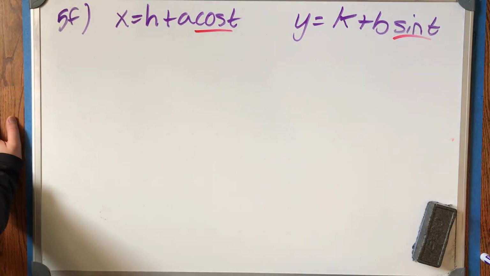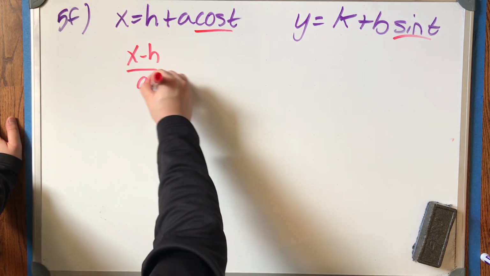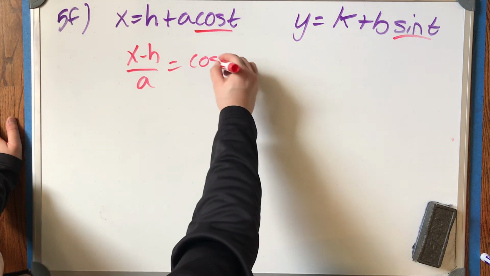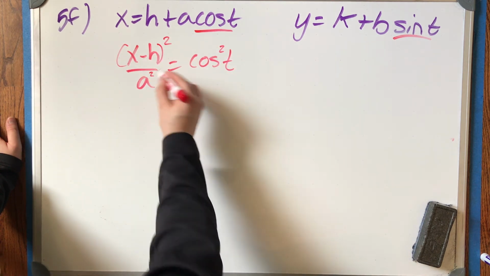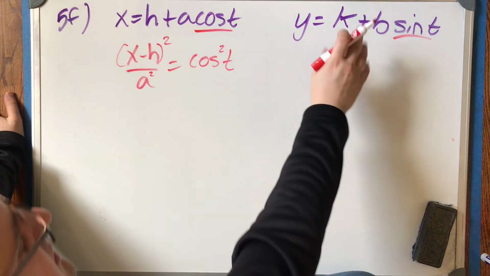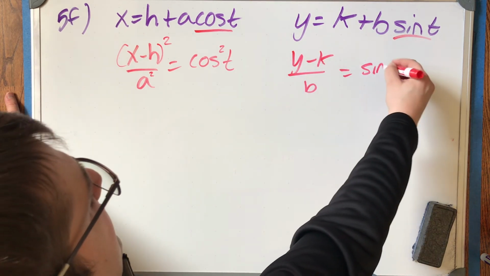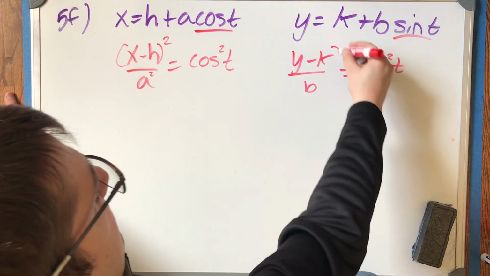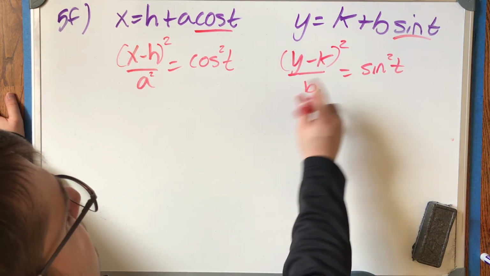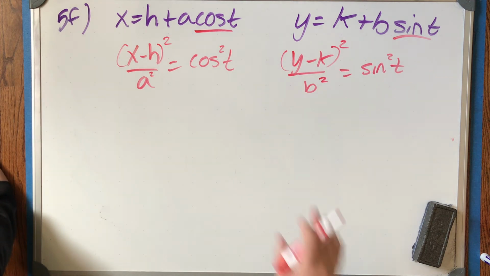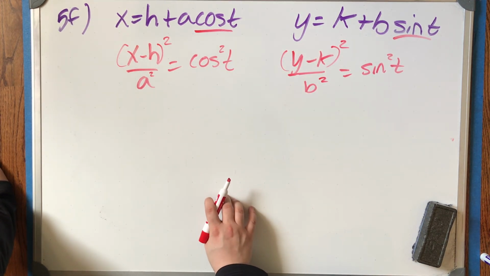I'm going to try to isolate the sine and the cosine. So I'm going to subtract h and divide by a, and that will equal cosine. And then I will square everything. So I'll just put parentheses around this one and just call that one a squared. Same exact thing, y minus k over b equals sine t, and then I will square everything. Don't need those parentheses. I'll substitute it into sine squared plus cosine squared equals 1.